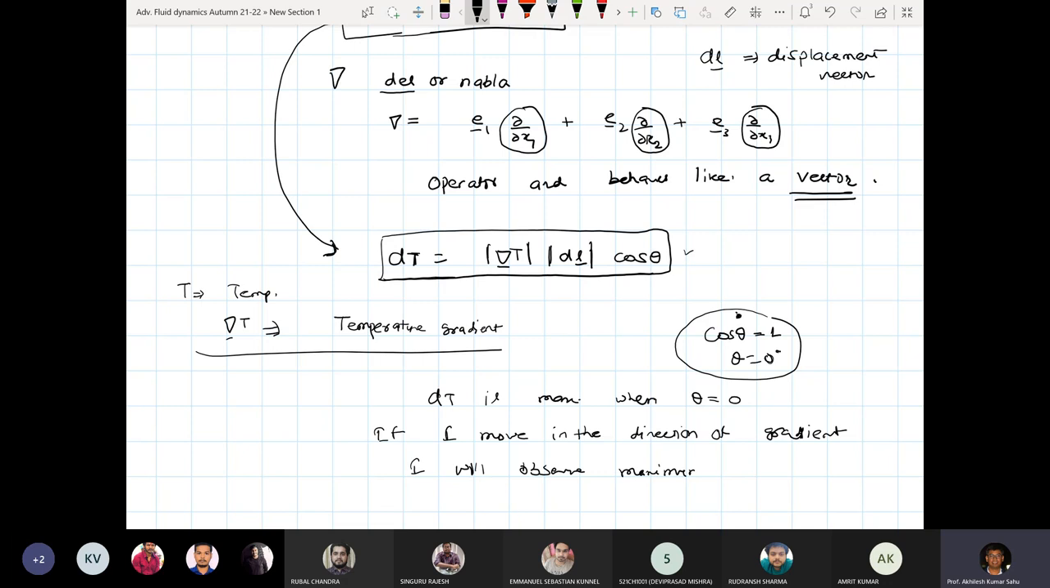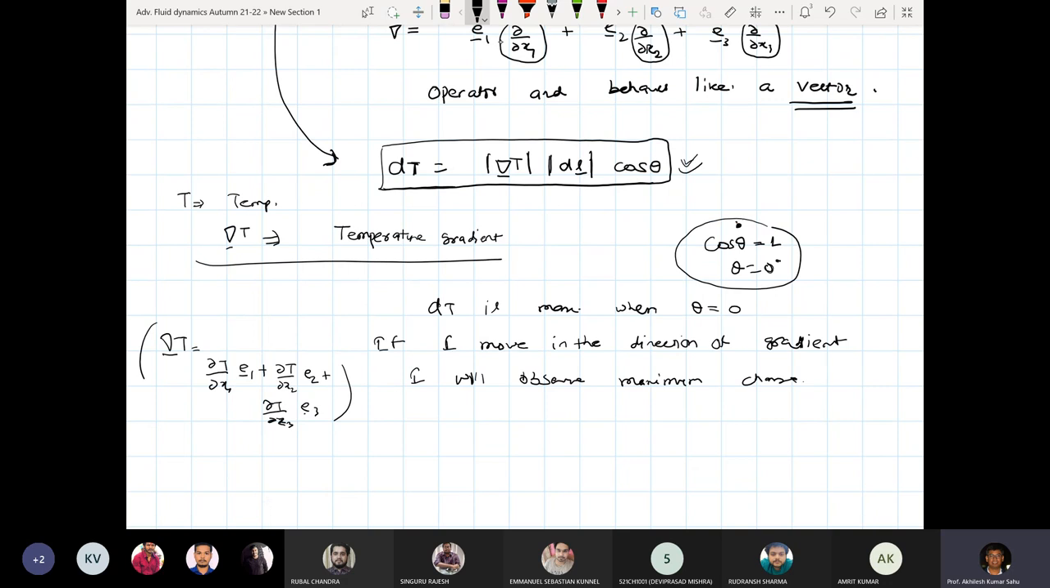See, del T is a vectorial quantity, right? Del is operating on T. Del T is partial T by partial x1 e1 plus partial T by partial x2 e2 plus partial T by partial x3 e3. So this is my del T. By using this expression, from a given point, my del T will be fixed. And let's say I can move in an infinite number of directions, but dl is also fixed.